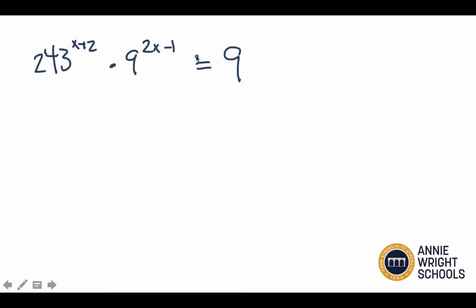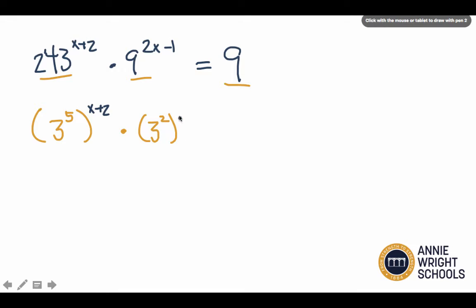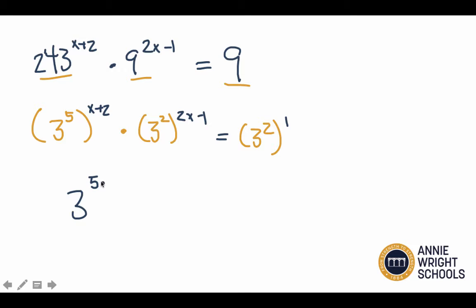Well, what you're going to do is say, hey, all of these are powers of 3. So I'm going to start right there. This is 3 to the 5th to the x plus 2. And then this next one is times 3 to the 2nd to the 2x minus 1. And then that equals 3 to the 2nd to the first power. And then you're going to simplify using your exponent rules, and you're going to say, okay, this is 3 to the 5x plus 10 times 3 to the 4x minus 2, and that equals 3 to the 2nd.